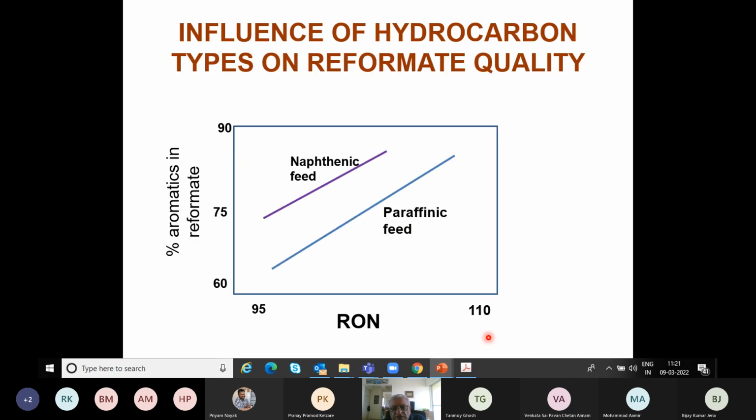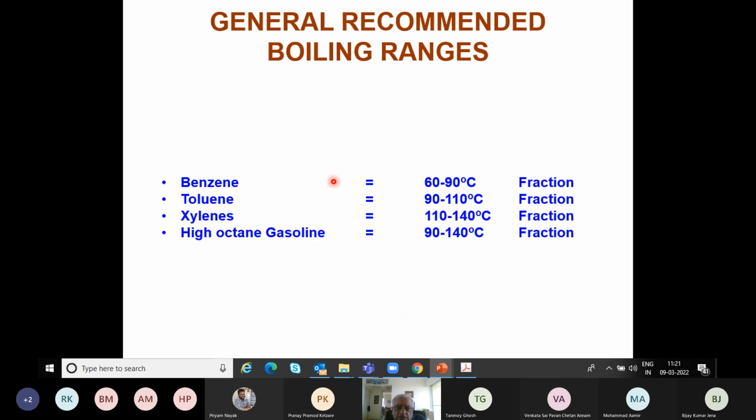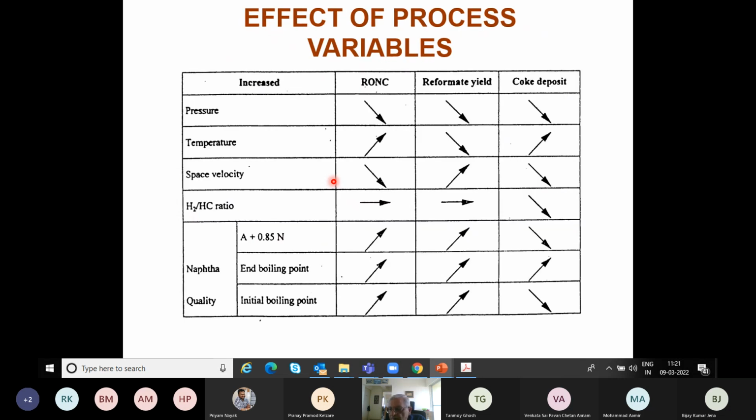And this graph actually tells you why naphthenic feed is preferred, because for the same octane, you get a better yield, or in terms of octane barrels, you get a higher octane barrel if you have more naphthenes. And we discussed this table actually why we prefer a certain fraction with respect to the ultimate product that we would like to make.